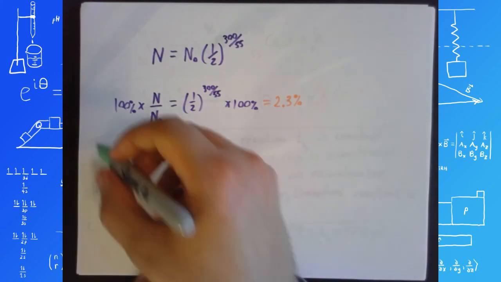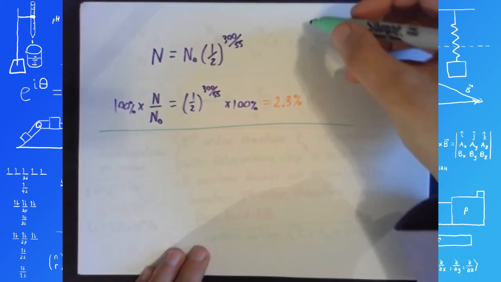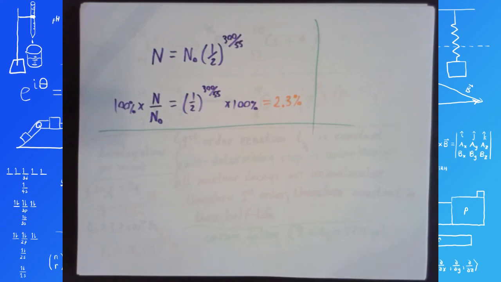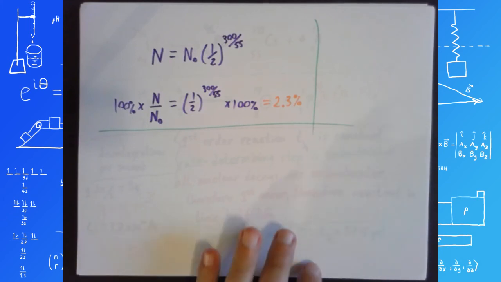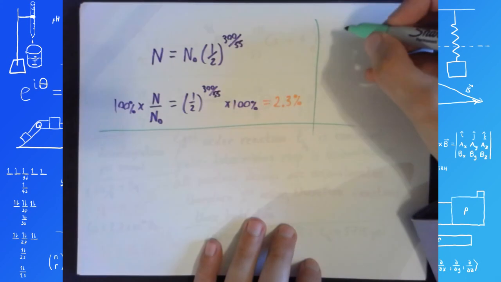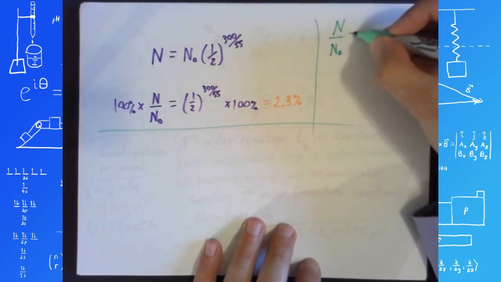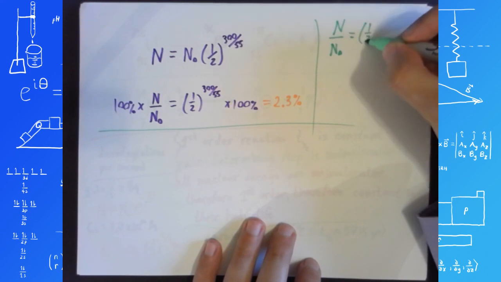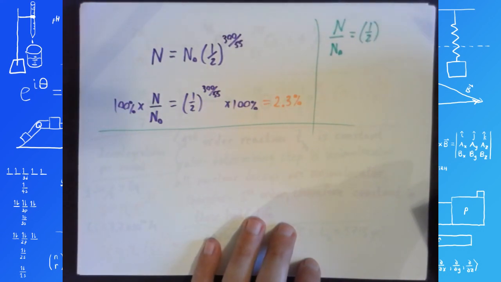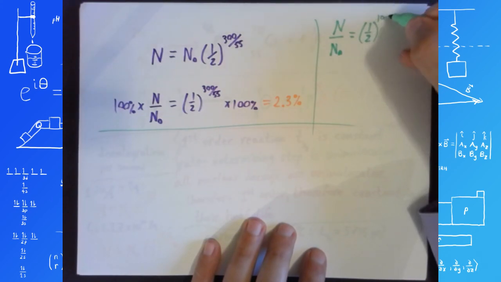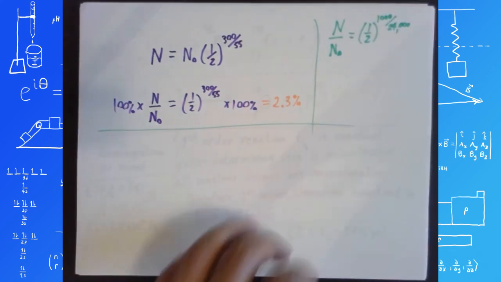So I guess I'll set it up. The half-life is 24,000 years, and the amount of time passed is 1,000. So n over n0 is what you're solving for, equals 1/2 raised to the 1,000 over 24,000. There, all good to go.